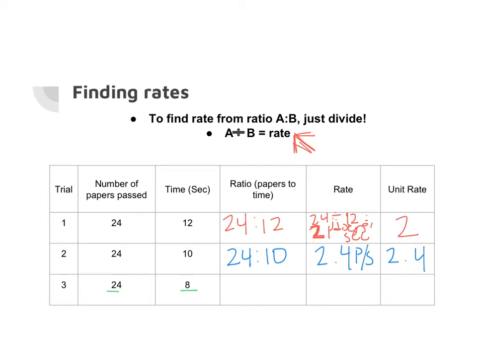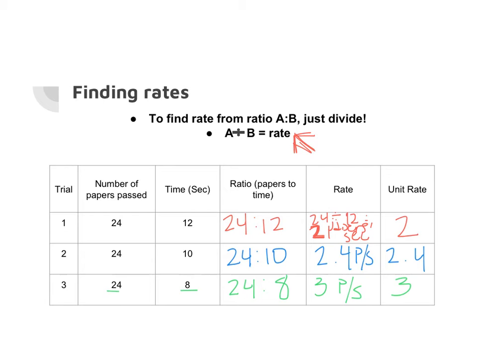The ratio is going to be 24 to 8. So my rate, just like the other ones, I divide 24 by 8. 24 divided by 8 is going to be 3. Again, I'm going to abbreviate the papers per second, so this does not fit. And so my unit rate, remember, is just that number, so 3. Okay, I just wanted to show you guys a few examples.